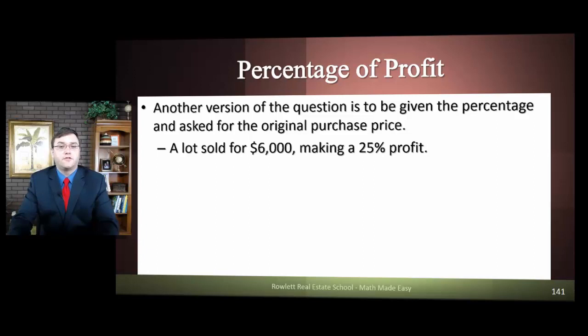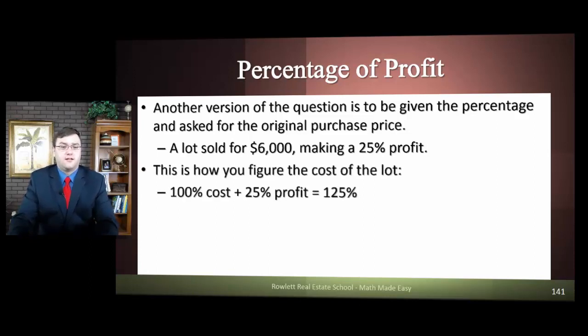Let's say that a lot sold for $6,000 and you made a 25% profit on that lot. So how much did you spend on it? So this is how you figure the cost of the lot. When you have a profit problem, you always add the percentage of profit to 100. Now, if you make a profit, that means your cost was 100% of what you spent, and when you sold it, you made 25% more on top of. So that is representative of 125% of the number that we were given.